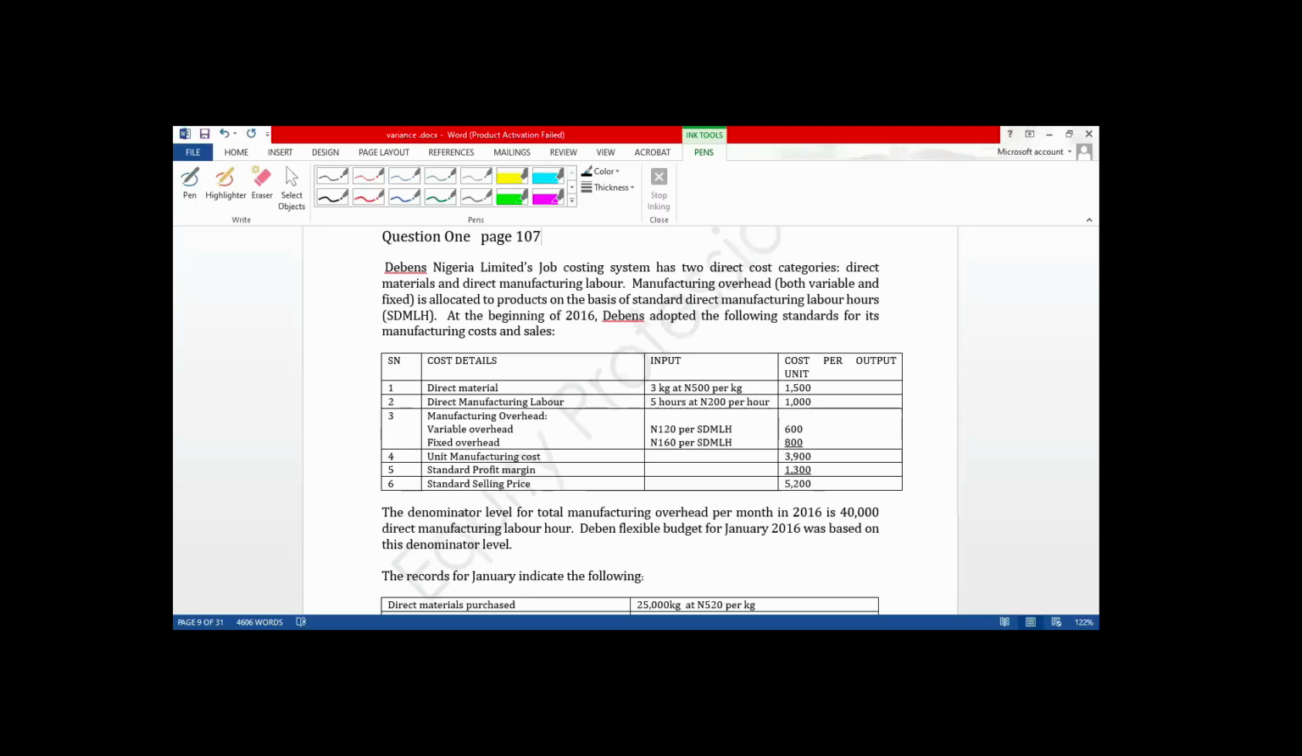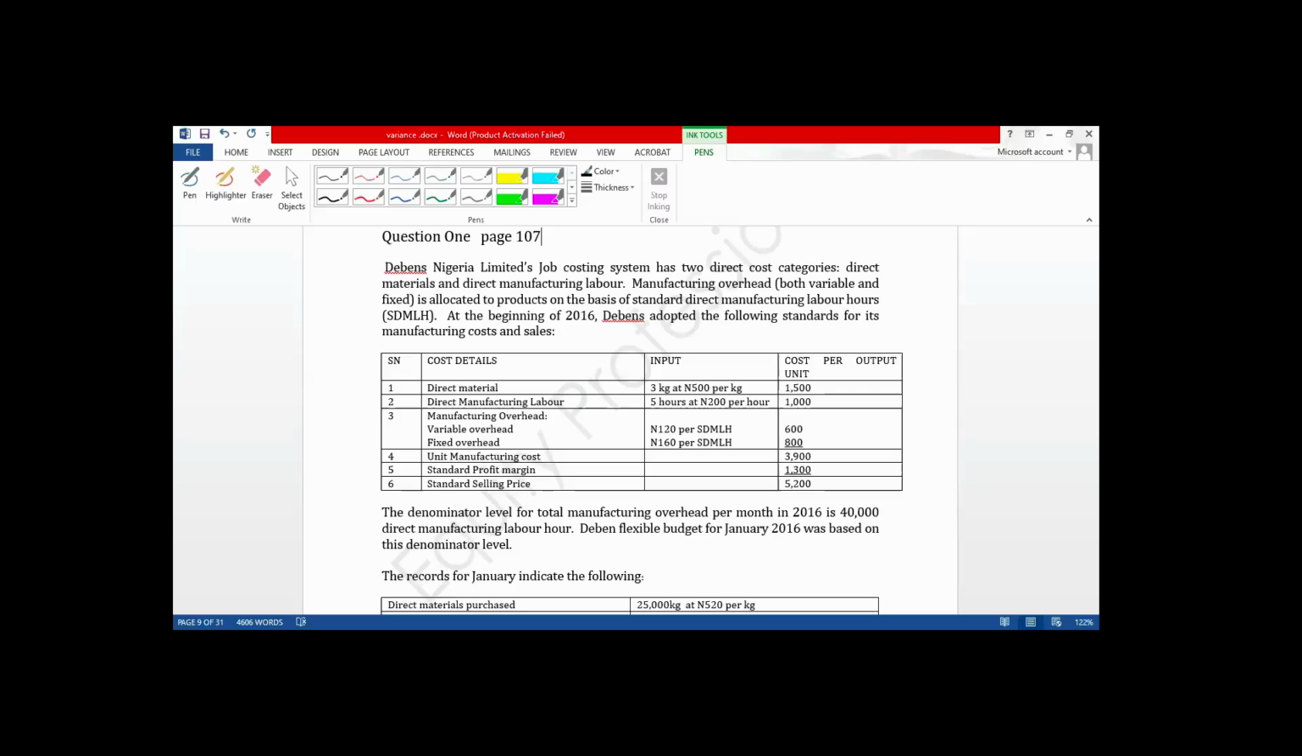David, please, can you read? Okay, sir. Defense Nigeria Limited's job costing system has two direct cost categories: direct material and direct manufacturing labor. Manufacturing overhead, both variable and fixed, is allocated to products on the basis of standard direct manufacturing labor hours. At the beginning of 2016, Defense adopted the following standards for its manufacturing costs and sales. All figures assumed to be correct.